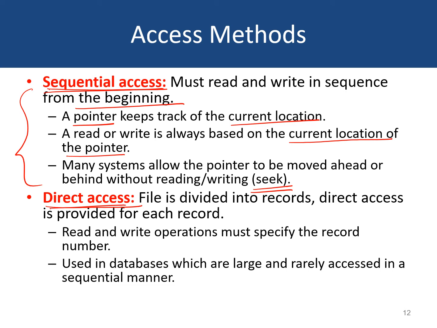For direct access, the file is divided into several records, and a direct access is provided for each record. So for direct access, when reading and writing, each read and write operation must specify the record number which we are interested in reading or writing. This kind of direct access is typically used in reading and writing the databases, which are very large and they rarely have a sequential access. What I mean by that is, information stored in a database is rarely accessed in a sequential manner.